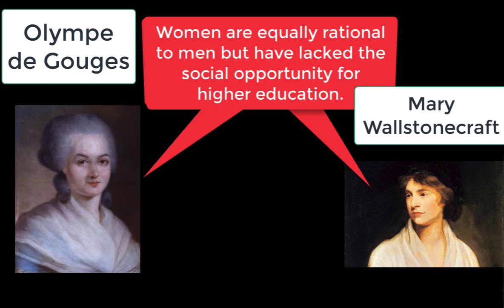Both argued that women, like men, had rational abilities. But due to the power that men had wielded, women had been defined as emotional, fragile, and incapable of intellectual pursuits. Wollstonecraft and de Gouges both argued that if women were given the same opportunities as men, they too would demonstrate the ability to reason, innovate, and challenge received assumptions.